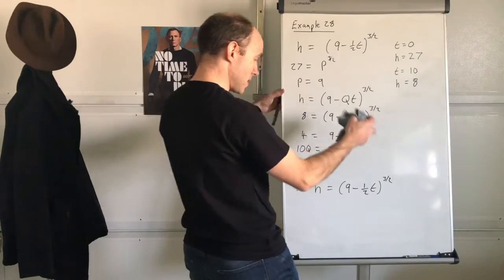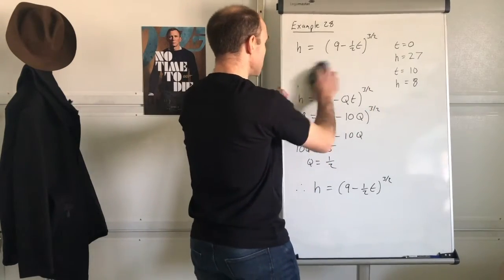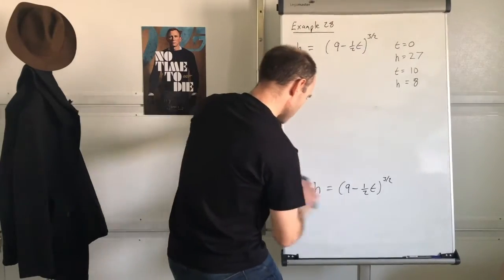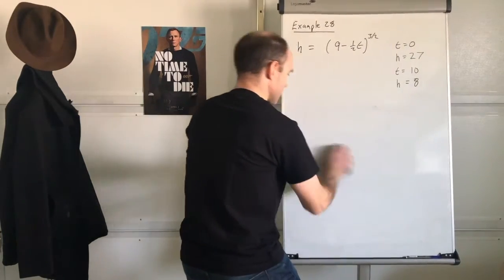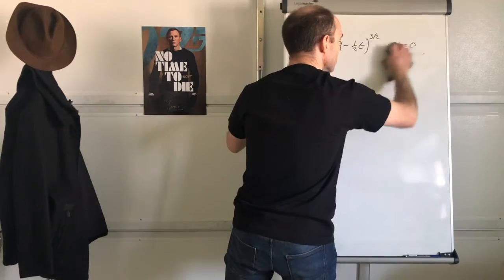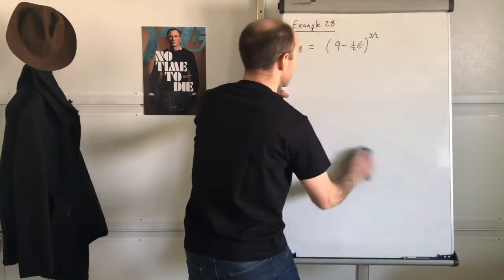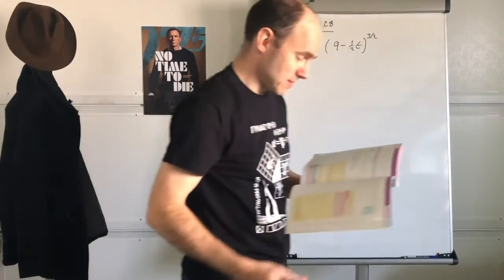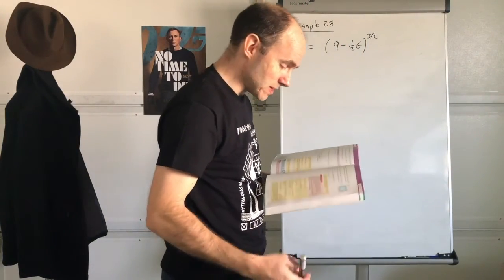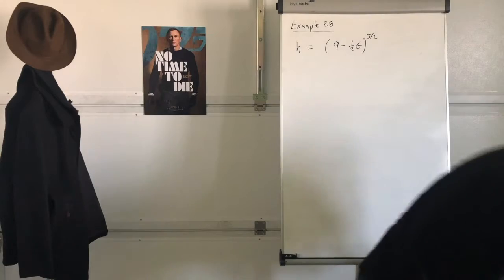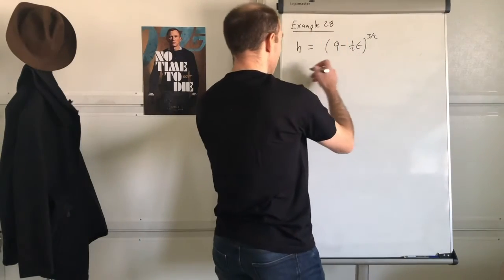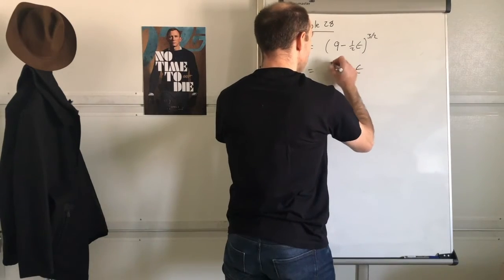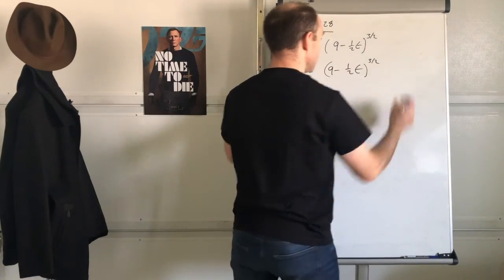So h equals 9 minus 1/2 t to the power of 3 over 2. Okay, there we go, and I've forgotten the question. Find the time in minutes when the water is at a depth of 1 metre. So water depth of 1 metre. So 1 is equal to 9 minus 1/2 t to the power of 3 over 2.